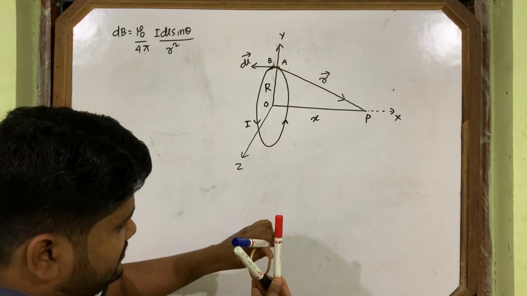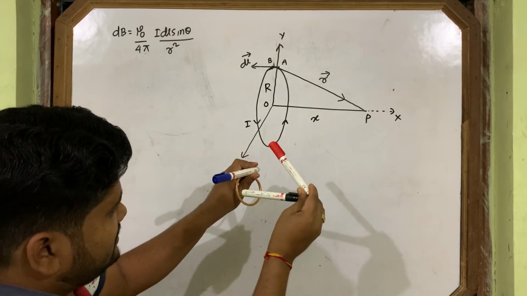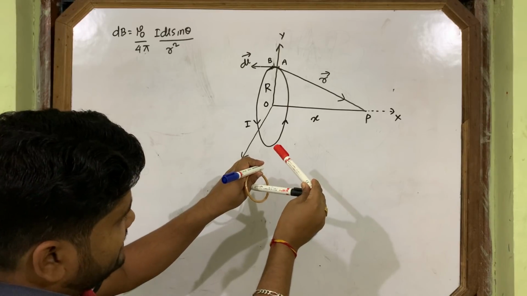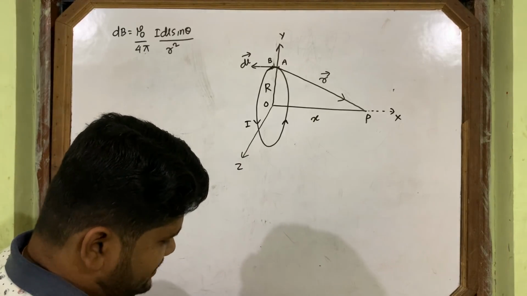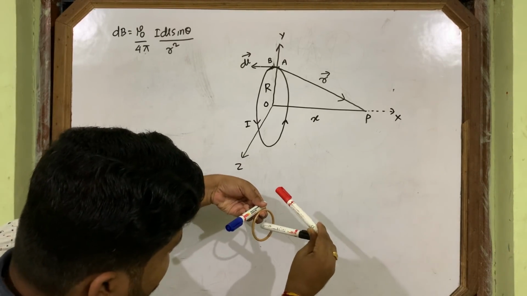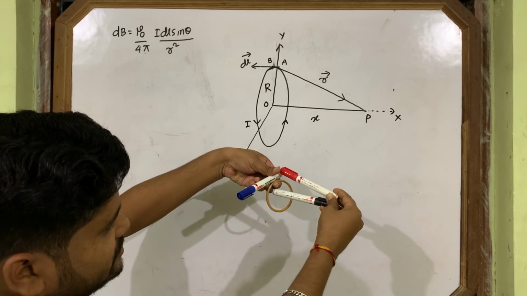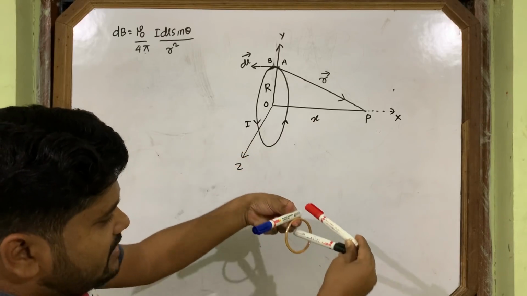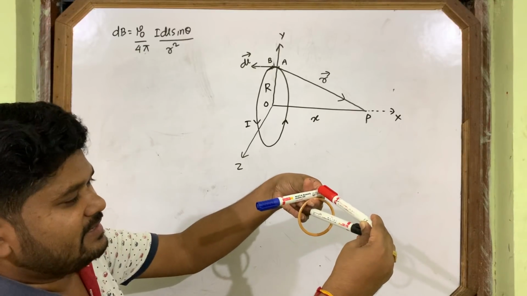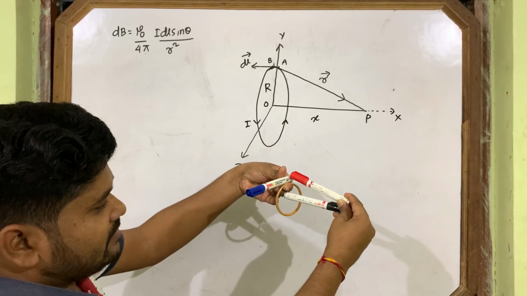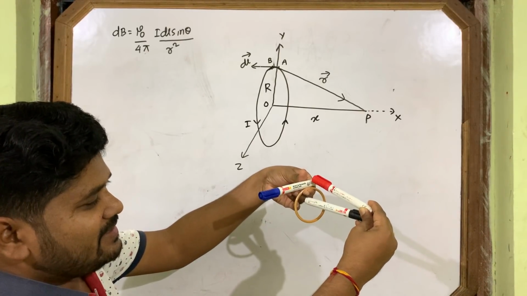You see now, this is the dl vector. This is the x-axis. See, this is the position vector. The black marker is the axis, the red marker is the position vector, and the blue marker is the dl vector. See, between the red marker and blue marker, meaning between the r vector and the dl vector.